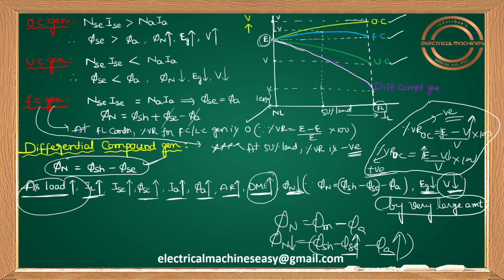Okay, this is what the differential compound generator is. Okay, guys. So from the external characteristics of a differential compound generator, what is the conclusion you just got?